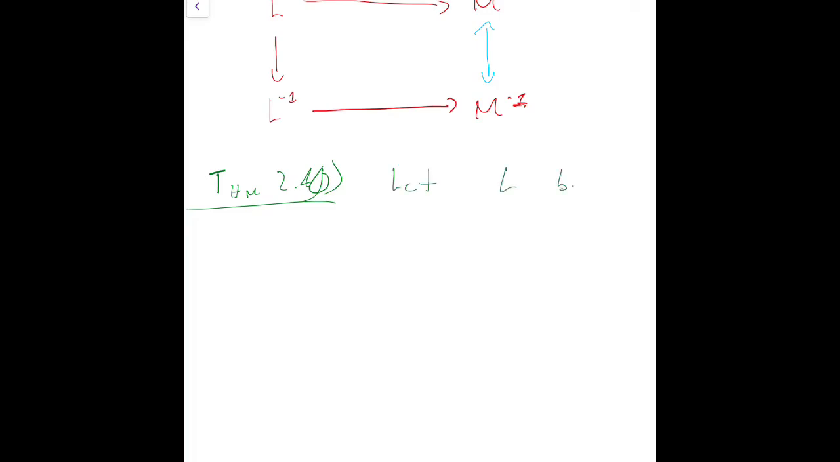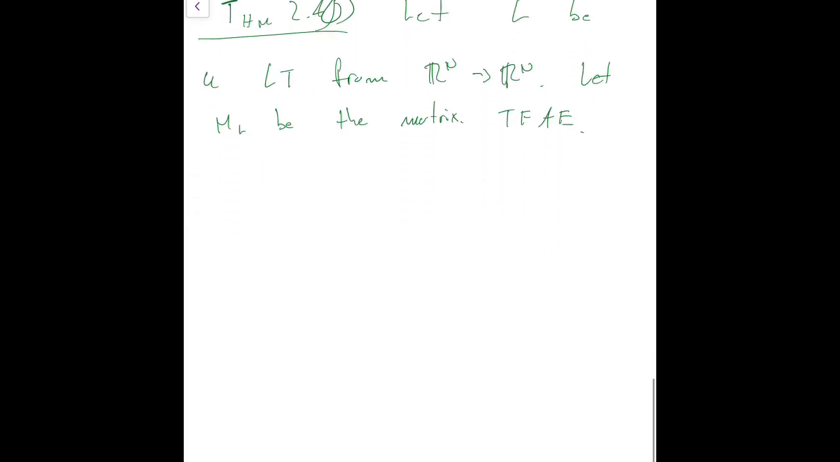So let L be a linear transformation from Rn to Rn, and let M sub L be the matrix. Then the following are equivalent. TFAE is an abbreviation for the following are equivalent. So 1 would be that L is invertible. 2 would be that M sub L is invertible.